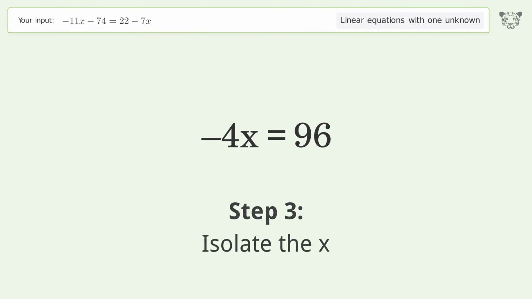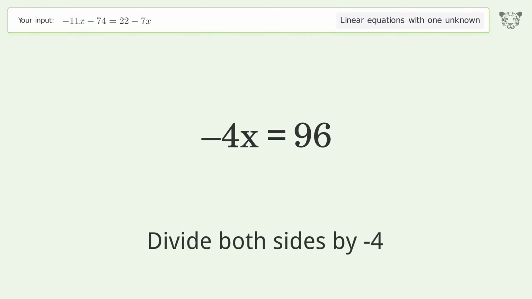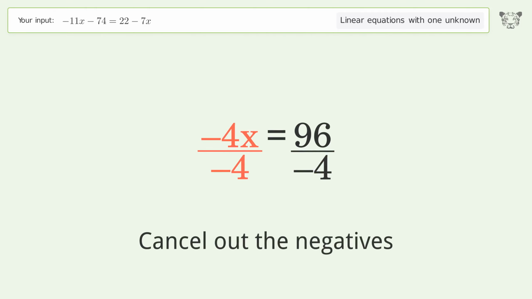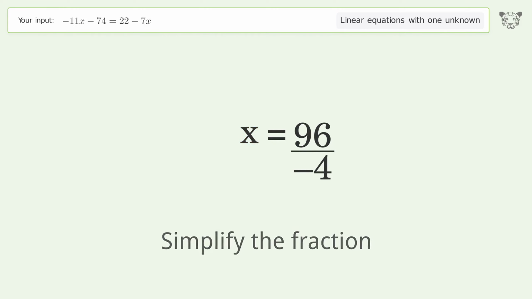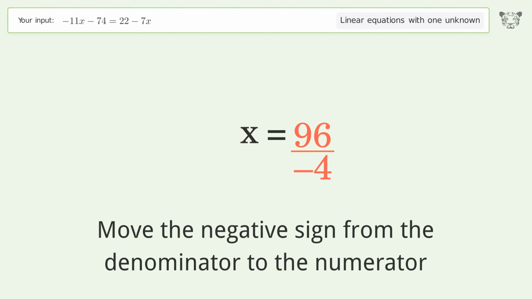Isolate the x. Divide both sides by -4. Cancel out the negatives. Simplify the fraction. Move the negative sign from the denominator to the numerator.